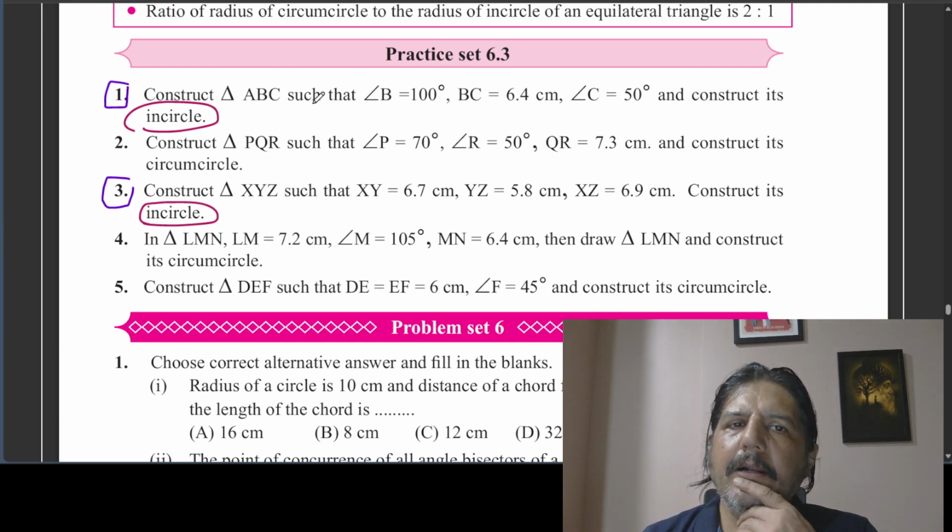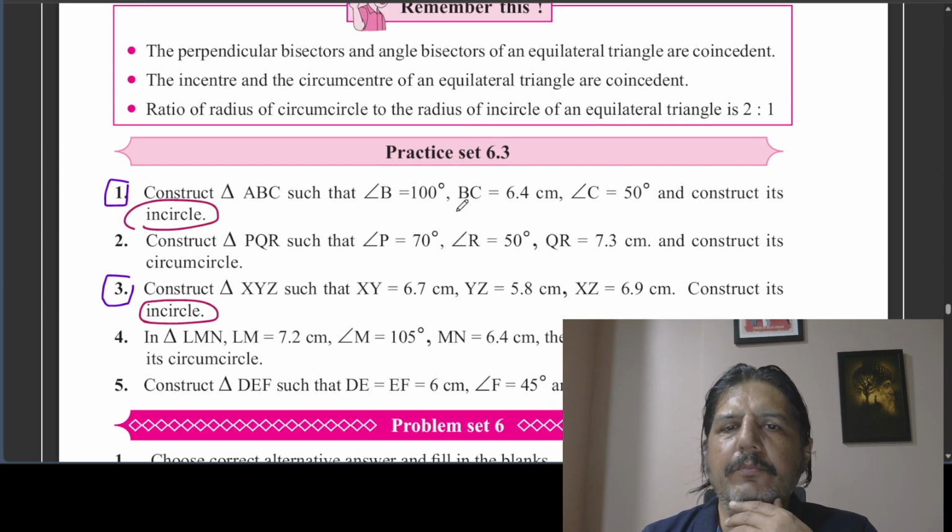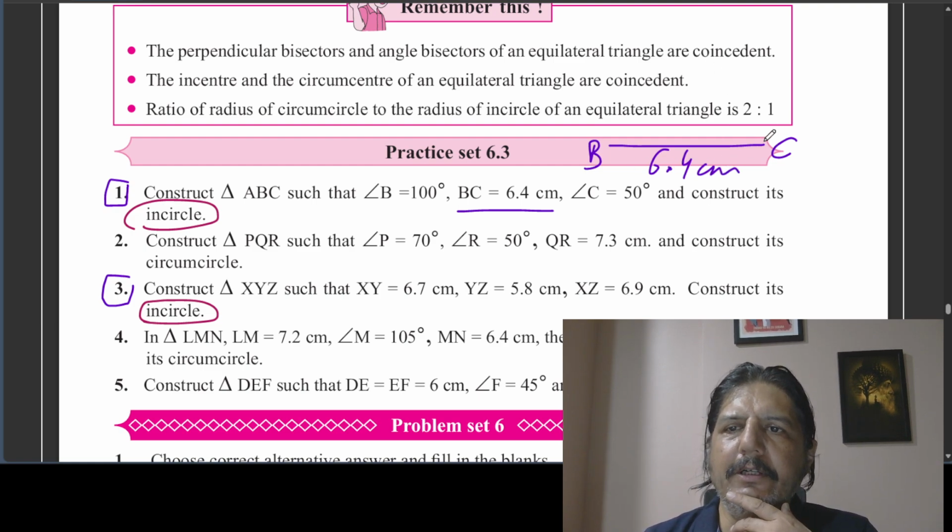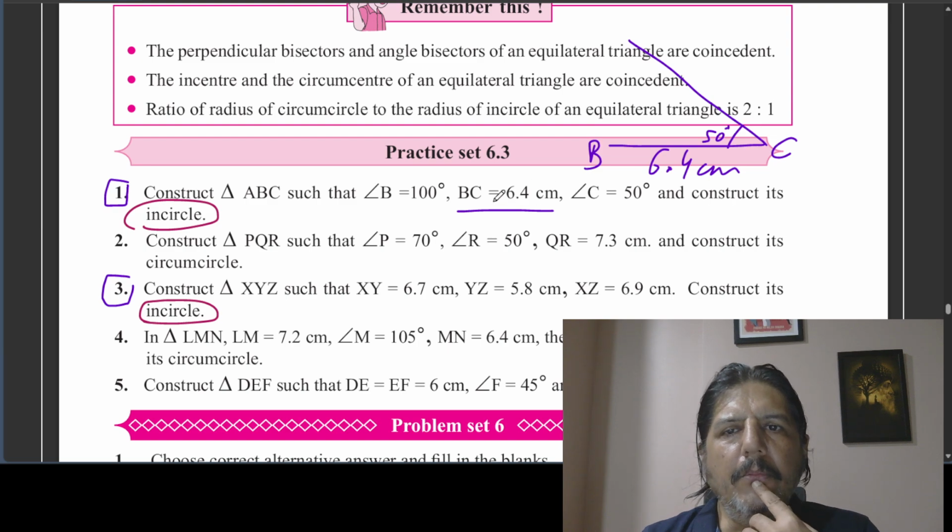Construct a triangle such that angle B is. So as I have told you, first you have to draw the triangle. So side BC is equal to 6.4 centimeter. And take BC as 6.4 centimeter. This is a rough figure. Angle C is equal to 50 degree. Using protractor, I'll be drawing 50 degree. BC done. C is 50 degree done.